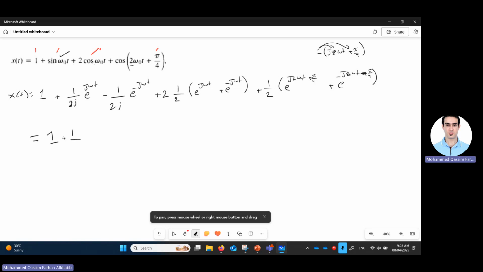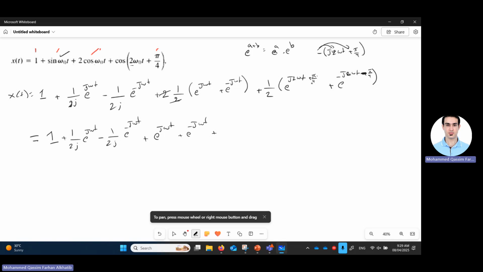1 plus 1 over 2j e to the power j omega t minus 1 over 2j e to the power -j omega t. The 1 and 1 will 2 and 2 will cancel. e to the power j omega t plus e to the power negative j omega t. One thing we will use here is e to the power a plus b equals e to the power a times e to the power b, right?